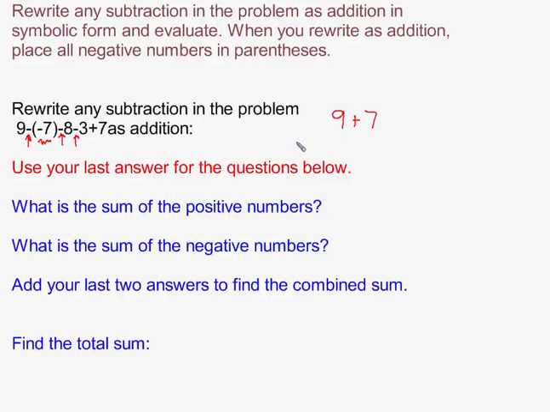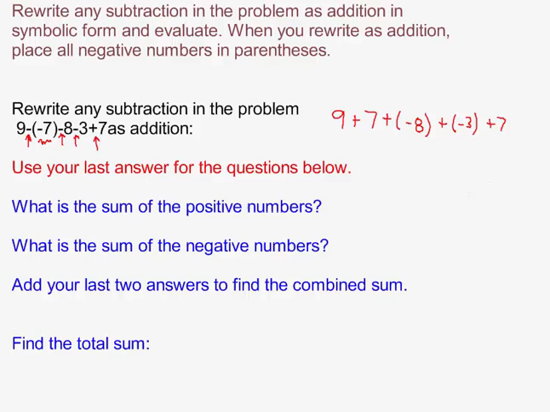My second operation of subtraction, we were subtracting 8. Subtracting 8 can be thought of as adding a negative 8. My third subtraction was subtracting 3. I will think of subtracting 3 as adding a negative 3. And then finally, this operation need not be changed because it's already addition, so I would just copy the plus 7.